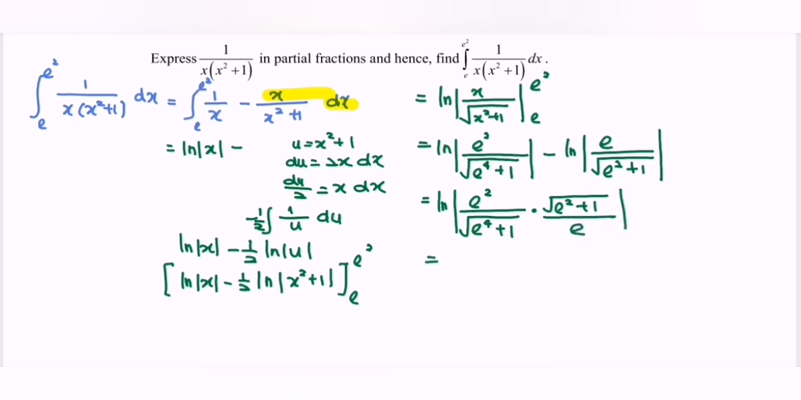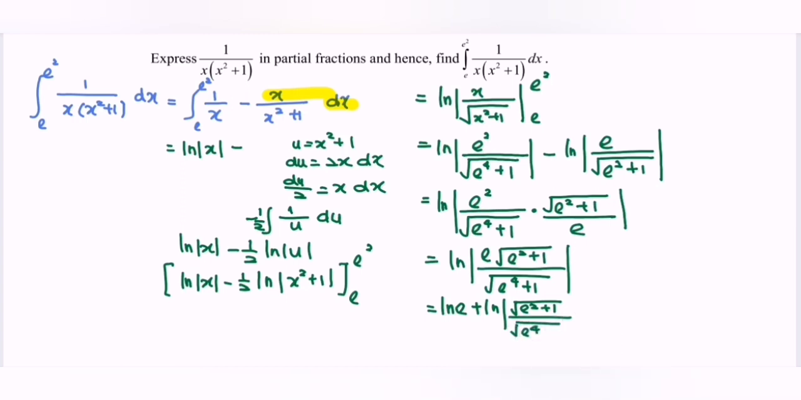In here we can simplify the situation. We have ln of e multiplied with the square root of e squared plus 1 over the square root of e to the power 4 plus 1. So we may rewrite it as ln e plus ln of the square root of e squared plus 1 over the square root of e to the power 4 plus 1. That will be the situation. So for this case, ln e will be 1, and the answer will be 0.0544. So that is the answer for this situation.